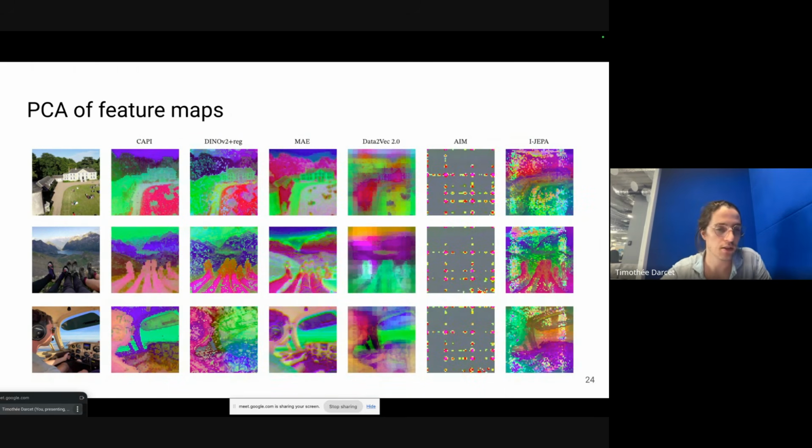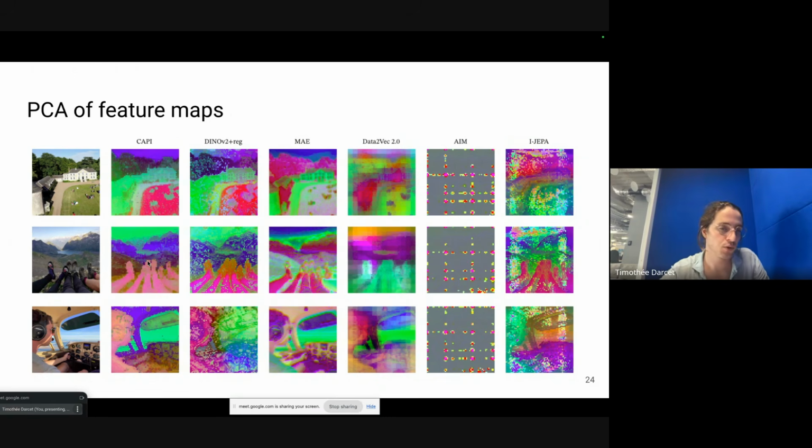Yeah, I like looking at visualizations like PCA feature maps. This is what I was showing at the beginning. DINO v2 plus reg has noisy feature maps. Do we have better with CAPI? It's quite a bit better. It's pretty smooth, pretty semantic.